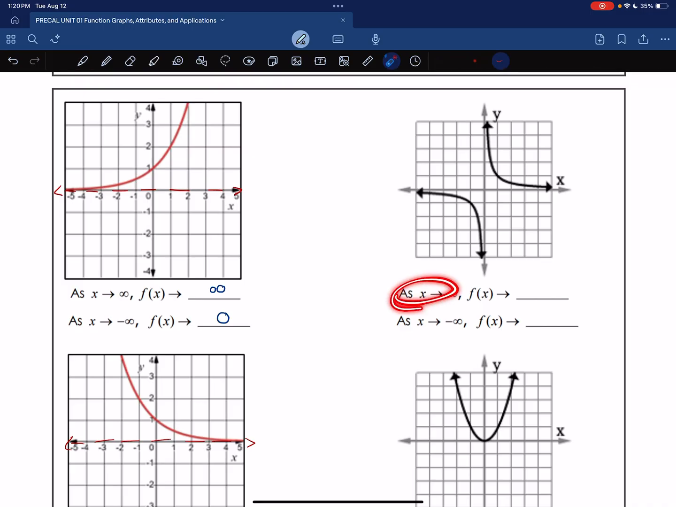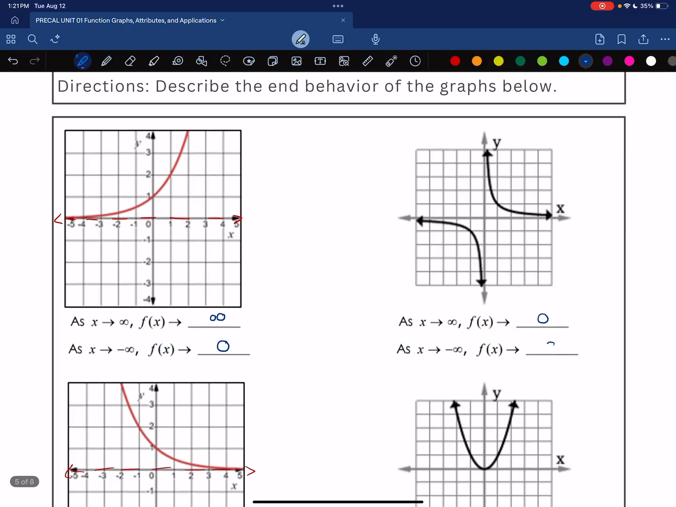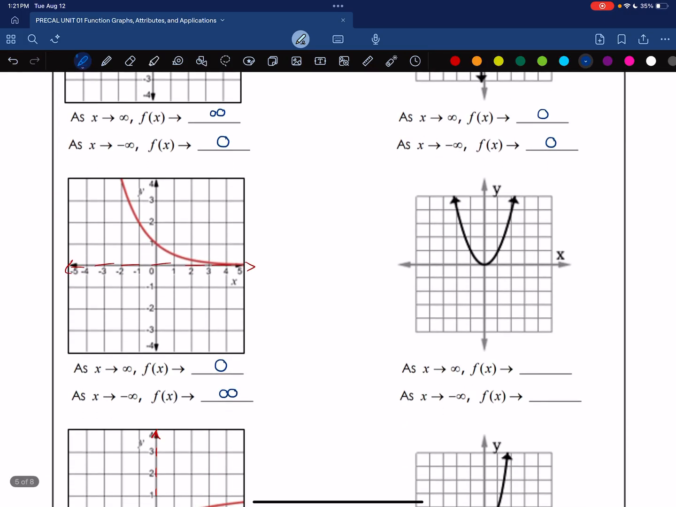All right, so as x approaches infinity, that's moving to the right, we're going to be approaching that asymptote for this function at a height of 0. And it's true on the other side as well. As we move to the left, again, we're approaching where our asymptote is, which is at a height of 0.